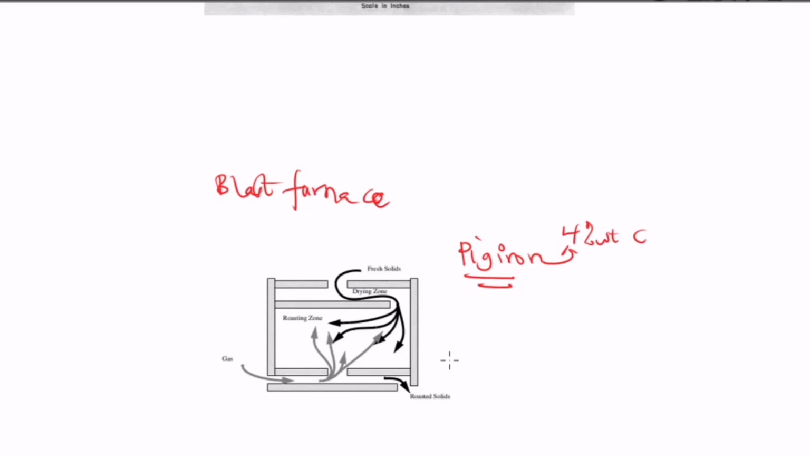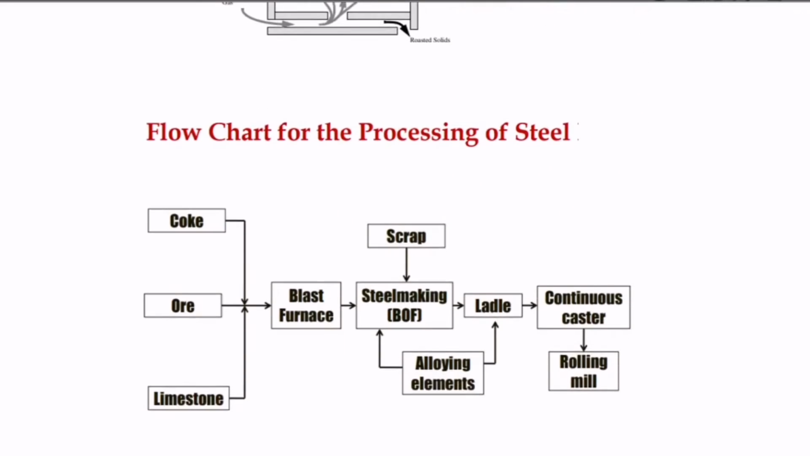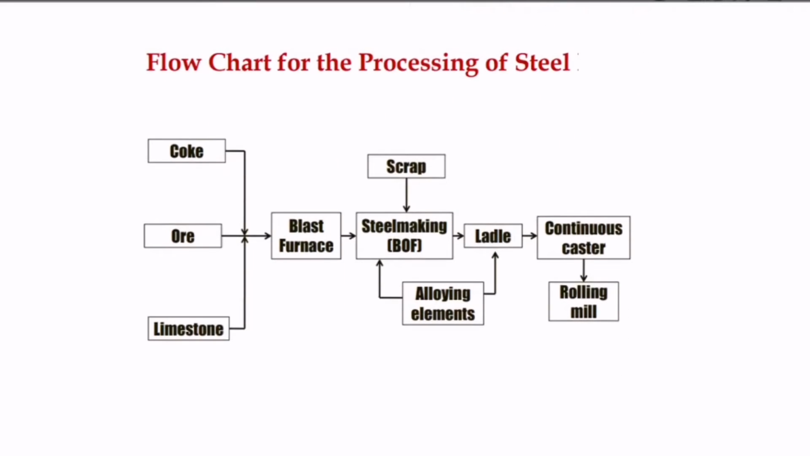Now let's look at the flow sheet of steel. Steel contains a combination of carbon and iron. In this case, the carbon content is about 0.018%. Carbon is very low, and we add some alloying elements. So let's look at the flow chart for the process of steel, but we are looking at pig iron in this case because we end at the blast furnace.